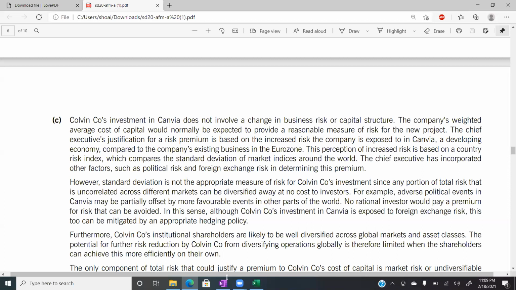How? The parent company is investing in Canvia and facing a risk. That parent company has already invested in other countries, which are better in terms of political and exchange rate system. So this risk will be diversified away. If a risk is a diversifiable risk, no premium should be given for that risk. Remember, in CAPM, premium is only for the systematic risk which cannot be diversified away. If the country risk is a diversifiable risk, we should not pay premium for that.